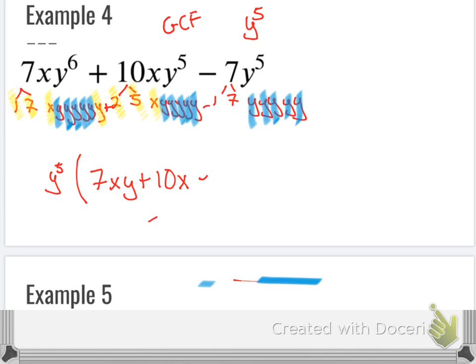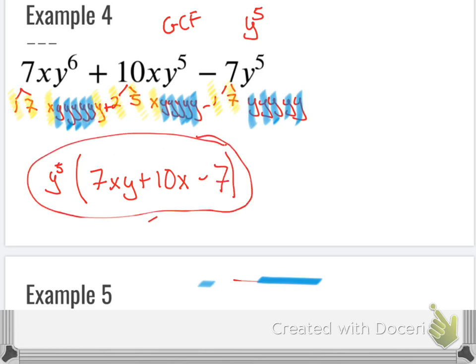And then last but not least, we're going to our final term. It's 1 times 7. 1 times 7 is 7. And then you see there are no variables that have not been highlighted. So this is our final answer. What is factored out is that y to the 5th, and then the remaining terms.